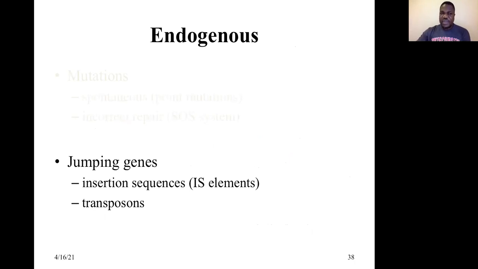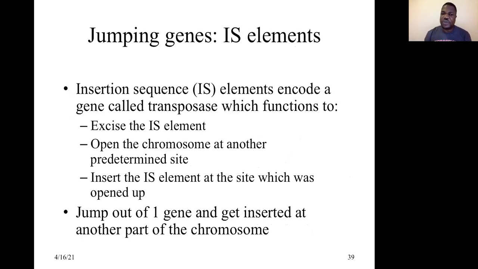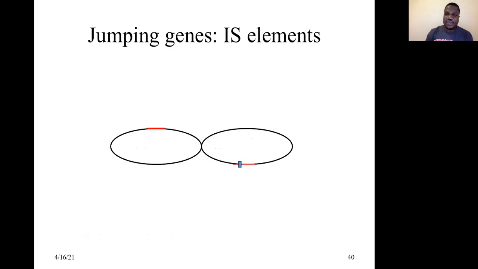Besides the mutation, let's look at what we call the jumping genes, okay? Jumping genes are what we call insertion sequence elements. Those elements encode a gene called the transposase, so you have an insertion sequence that is able to jump out from one gene and get inserted in another part of the chromosome on top of another gene. Let's see how the jumping gene works. Here you have this chromosome, and you have a gene here and a gene here. Now this gene has an insertion element here.